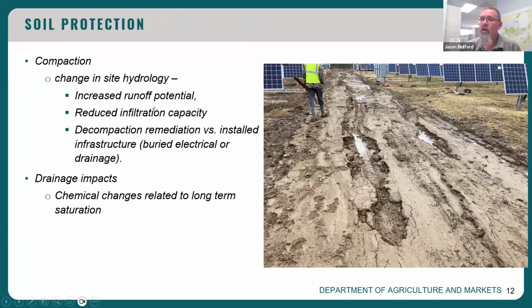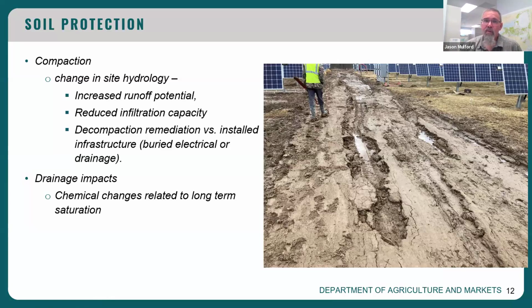Another consideration with construction mitigation is topsoil or soil protection. These are photos taken recently of projects in construction. These are typical photos that we see on a regular basis. Compaction is a real challenge. We try to encourage low PSI vehicles to reduce rutting, but compaction is an issue due to the changes of hydrology, increased runoff potential, and infiltration capacity.